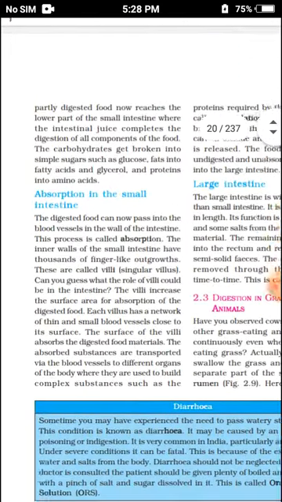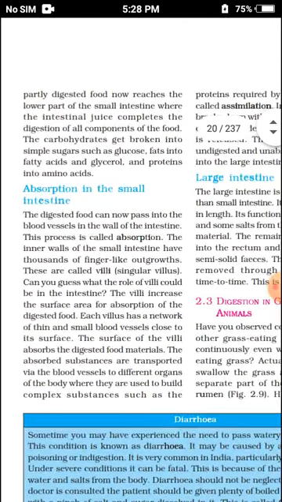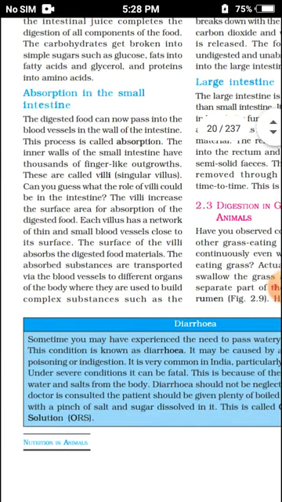which digest the carbohydrates. The carbohydrates get broken into simple sugars such as glucose, fats into fatty acids and glycerol, and proteins into amino acids. After the digestion, absorption of digested food takes place in the small intestine.